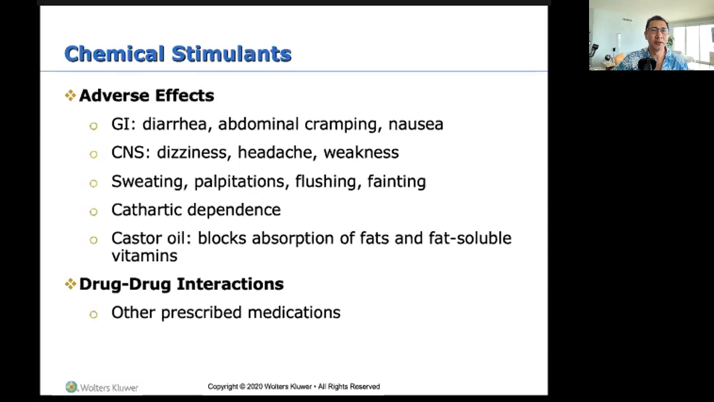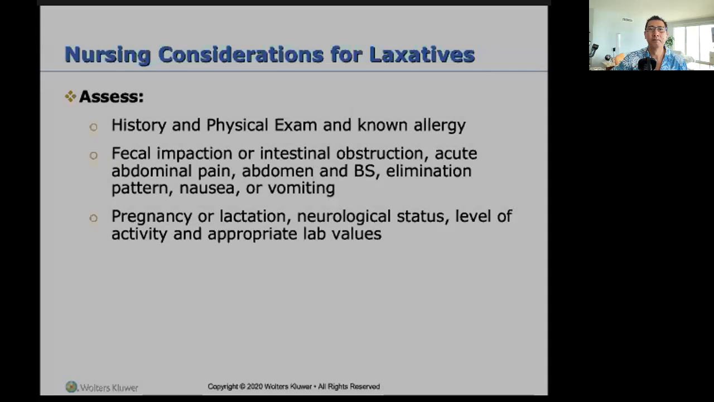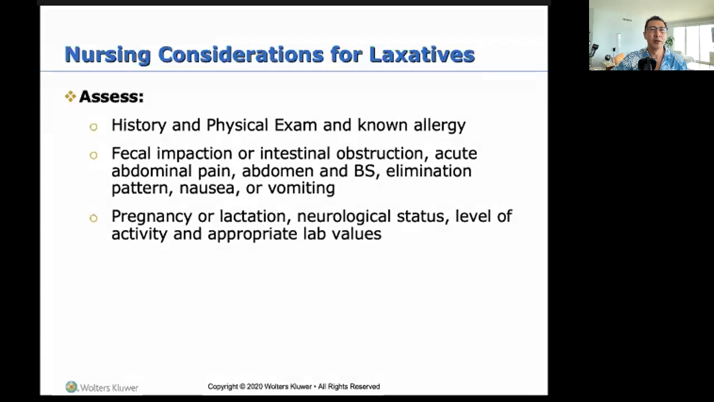Drug to drug interactions, there are so many to list. What do you need to know for these laxatives? Fecal impaction. Before you give somebody a laxative, do they have a fecal impaction? Do they have any type of obstruction? Are you having some abdominal pain? GI assessment. Put your stethoscope on their belly. If you're not hearing bowel sounds, I'm not going to give you some laxatives, because if I'm not hearing bowel sounds, things might not be moving.